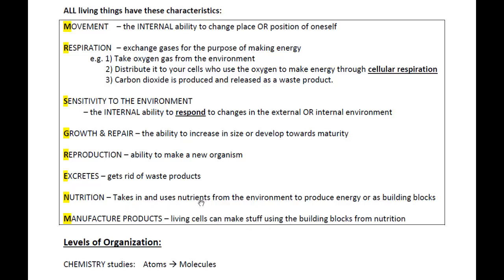Anything that you take in that you don't end up using or that you end up recycling will be excreted, and you'll get rid of those as waste products. So please memorize Mrs. Grenham, M R S G R E N M. It will serve you well in your high school science career.